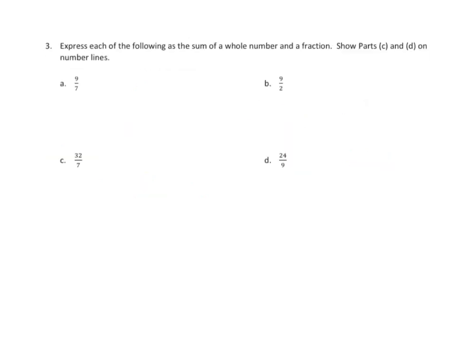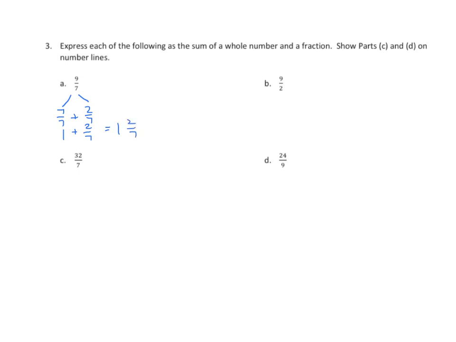Let's finish this up. The next tells us to express each of the following as a sum of a whole number and a fraction. Show parts C and D on number lines. Okay. Well, what we want to do here is show this as what you may have learned of as a mixed number. In order to do that, we're going to take a look at our first fraction here. We see that our denominator is 7, so we're going to look for how many 7s there are in 9/7. So that would decompose to 7/7 plus 2/7. We know that 7/7 equals 1 plus 2/7, okay? And we could write that as 1 2/7.